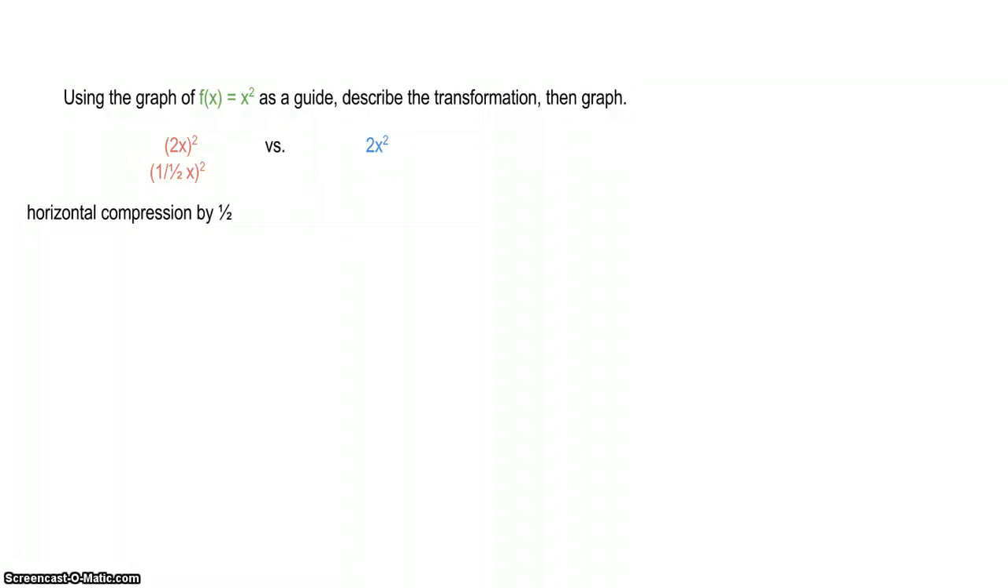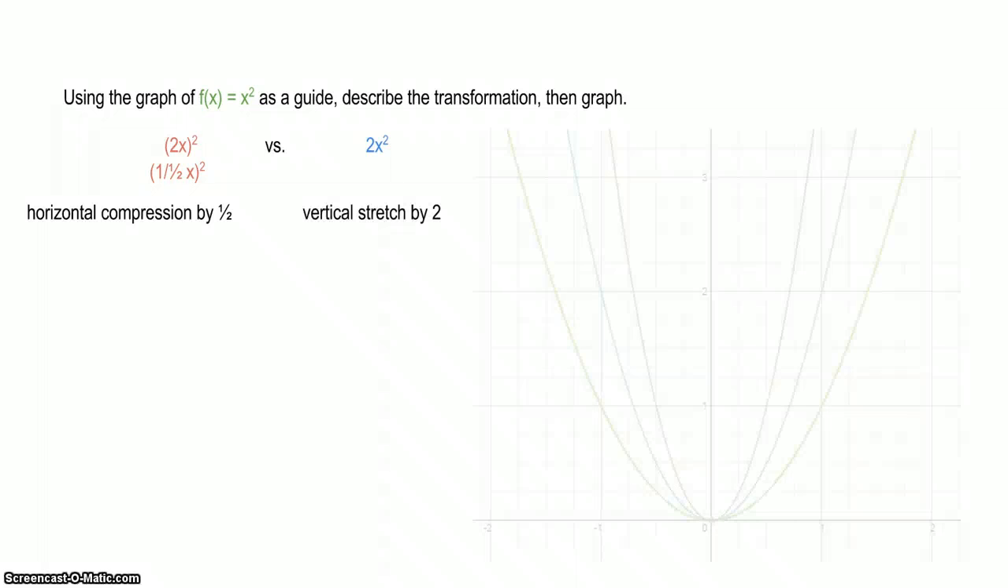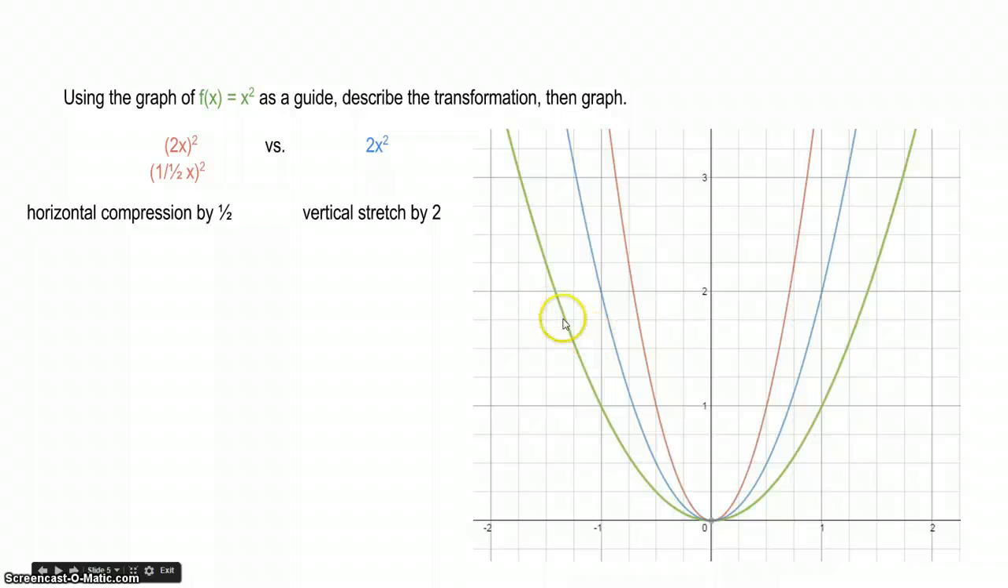Now the one on the right looks really similar. All that's been dropped are the parentheses, but now because there's no parentheses, we're dealing with a vertical stretch by a factor of 2. So here's 3 graphs. This green graph is the original x squared. The red one represents a horizontal compression of 1/2. That makes sense. Originally when we were at negative 1, 1, now we're at negative 1/2, 1. Or up here where we're at negative 2, 4, we've moved in 1/2.